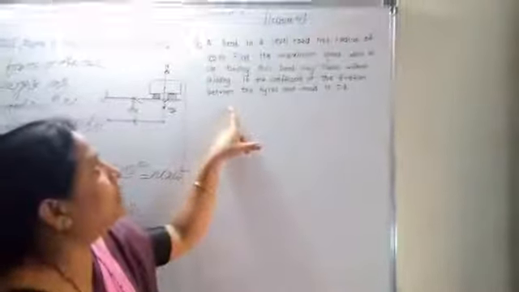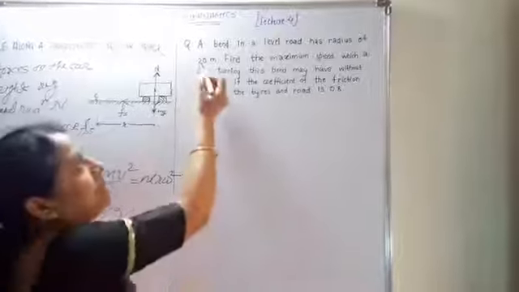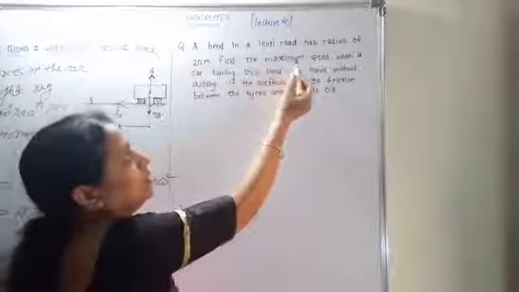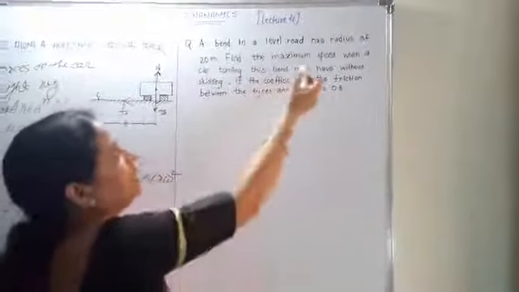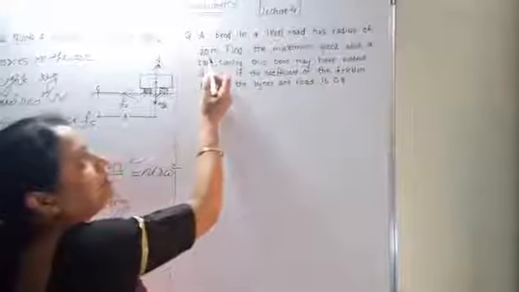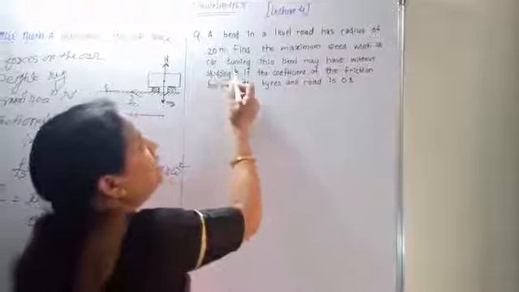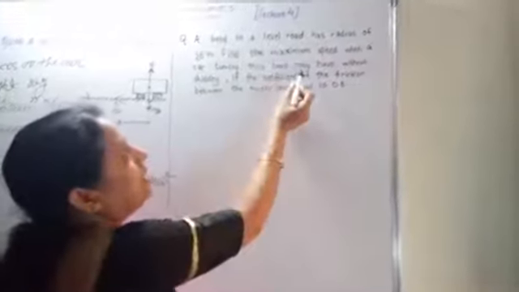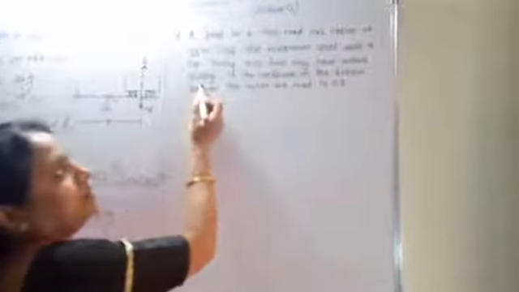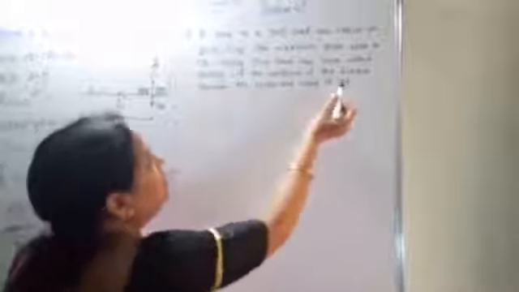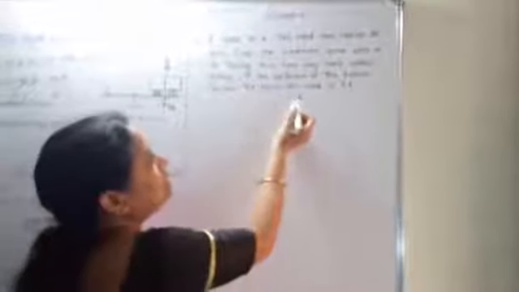Let us see this problem. Here what is the problem? A bend in a level road, bend means curved road, has a radius of 20 meter. Find the maximum speed which a car turning this bend may have without skidding if the coefficient of friction between the tires and the road is 0.8.